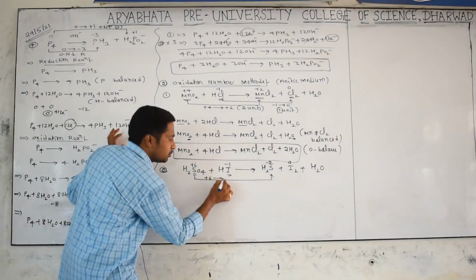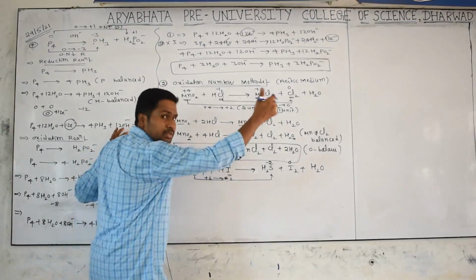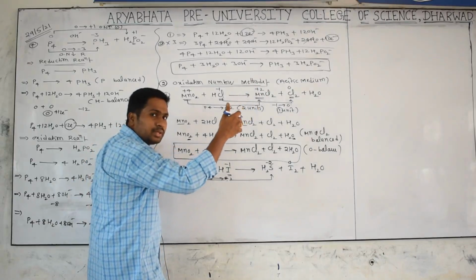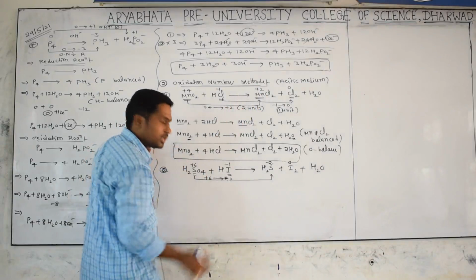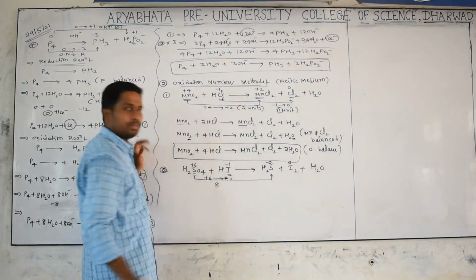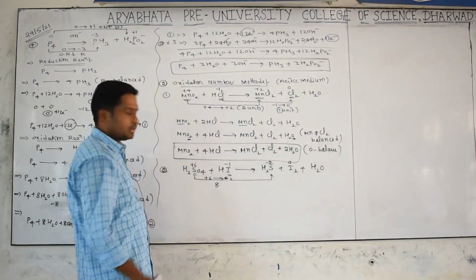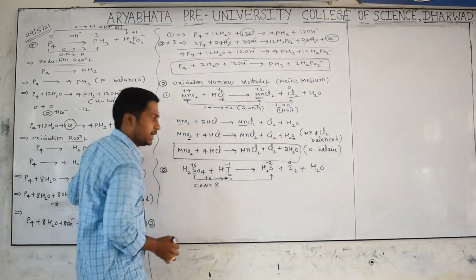Plus 6 to plus 2. Sorry, plus 6 to minus 2. Plus 6 to minus 2 means plus 5, plus 4, plus 3, plus 2, plus 1, 0, minus 1, minus 2. How much variation? 8 units variation will be there. So change in oxidation number is equal to 8.